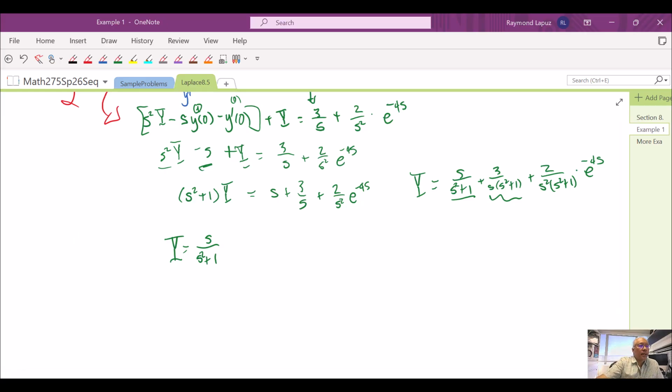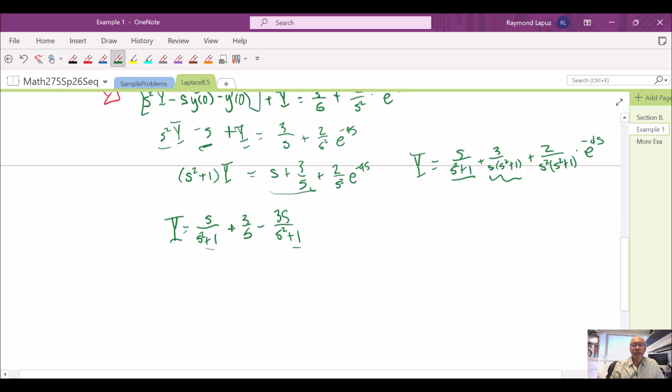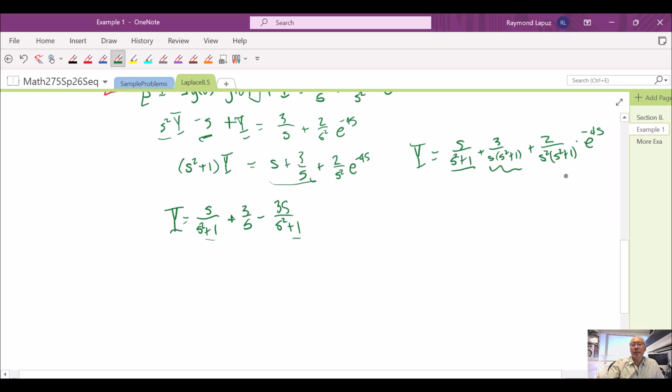And in Wolfram, I get a plus 3 over s minus 3s over s squared plus 1. I suppose I could have combined these, because it looks like I have two s over s squared plus 1 things that I could have just had one of. Maybe I'll rewrite that in a bit, because I also have to do the partial fraction decomposition for that one.